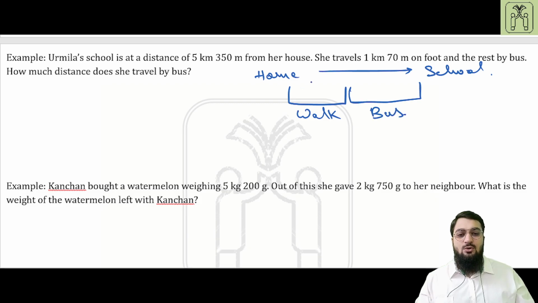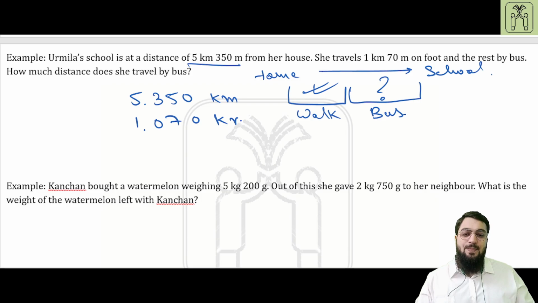So therefore, the total distance, that is 5 kilometer 350 meter, can be written as distance walked plus distance traveled by bus. Okay. So in order to find the distance traveled by bus, you can just subtract this particular distance from 5 kilometer 350 meter and you will get the answer. So we know the conversion. So 5 kilometer 350 meter can be written as, by now you should be able to do it verbally, 5.35 kilometers, and then you will write 1 kilometer 70 meters.